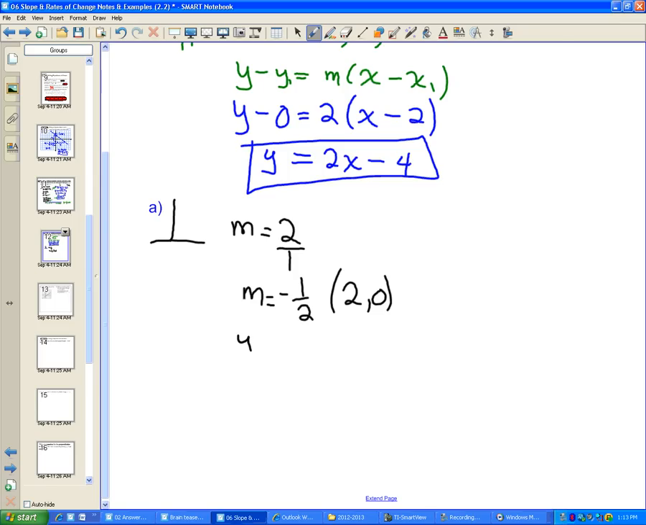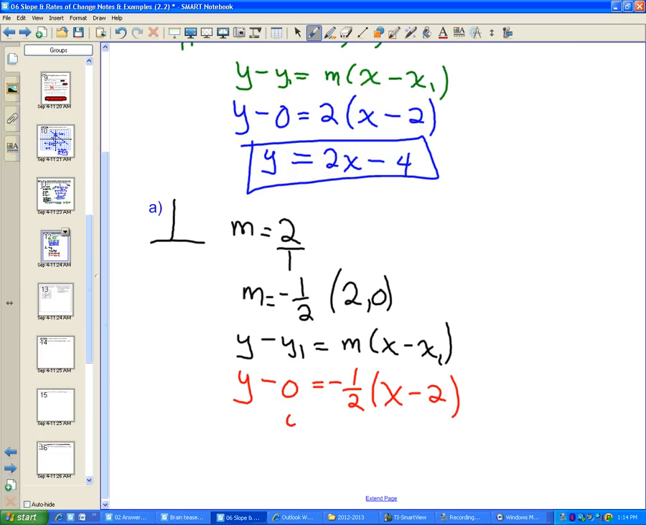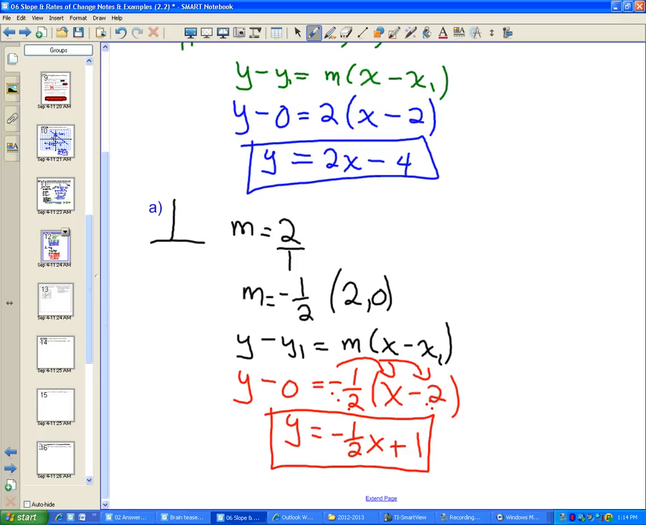So I'm going to say y minus y1 is equal to m times x minus x1. Know where I'm starting. My y1 is 0. My m is negative 1/2. My x1 is 2. y minus 0 is y. Distribute the negative 1/2. Negative 1/2 times x is negative 1/2 x. Negative 1/2 times negative 2: a negative times a negative is positive. 1/2 times 2 is 1. There's my equation.